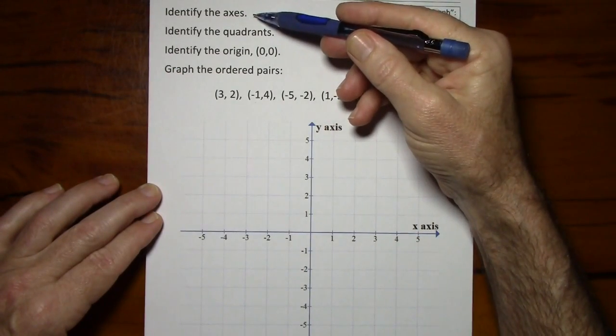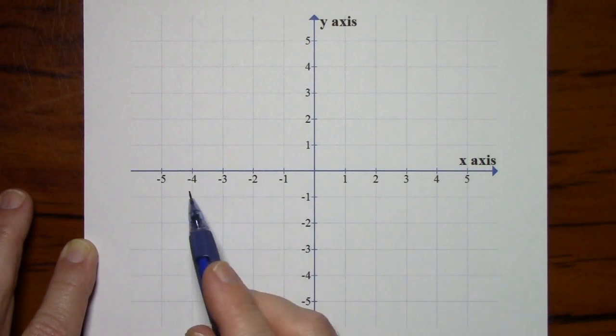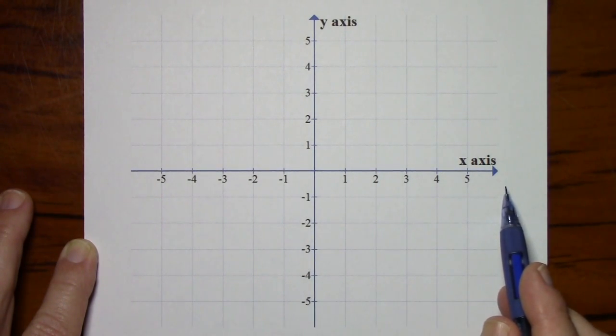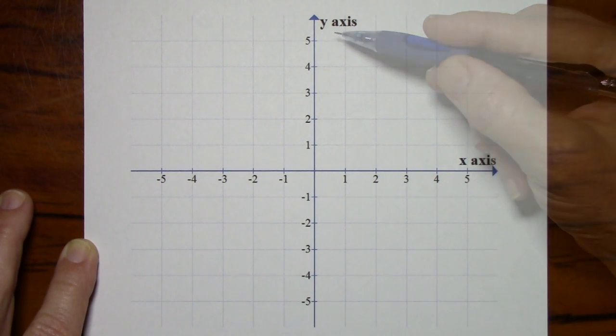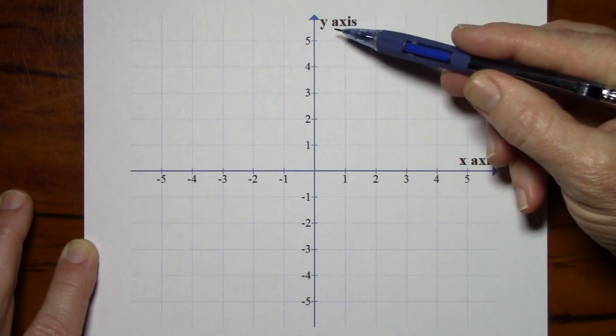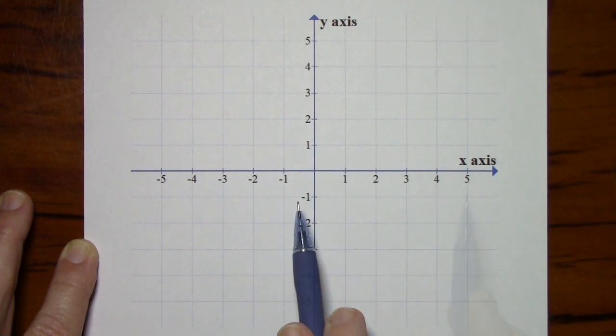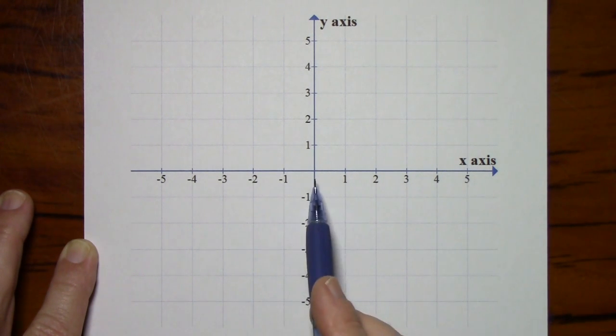I'll identify the axes. So with a coordinate grid, you have both an x-axis, it's horizontal, and a y-axis, it's vertical. To help you keep this straight, you might think y goes to the sky, so y is the vertical axis. The x-axis is similar to the number line. I haven't written a 0, I'll put that in shortly.